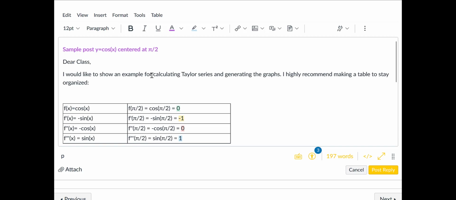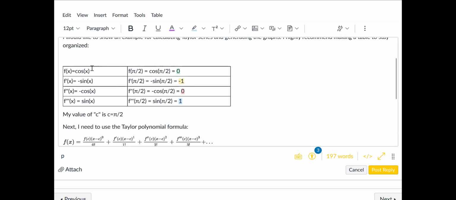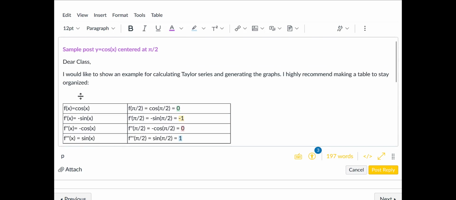And the first step for doing this would be to make a table. And in the first column, I'm going to put all my derivatives. And you can take this out as far as you want to. I only did it up through the third derivative. So for example, the function itself is cosine, and then the first derivative would be negative sine, and so forth.